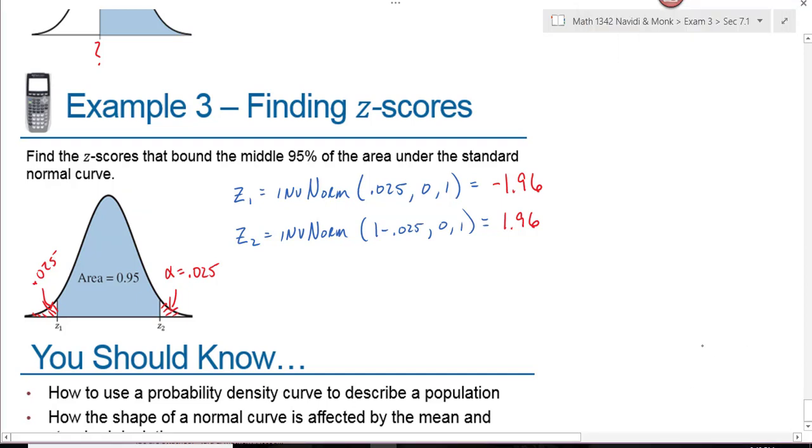So we've seen how to do several things. Mainly what we've seen is how to find areas using the normal CDF and find z-scores using the inverse norm. And this wraps up section 7.1.